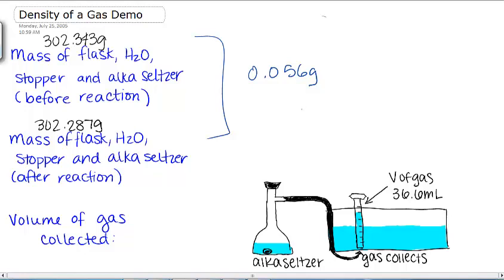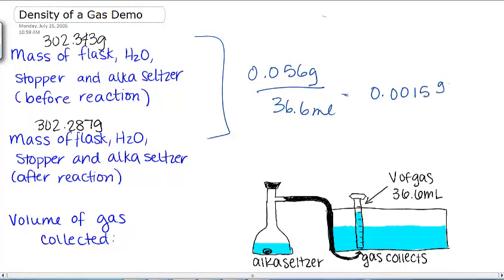Just the mass, right? That's the grams of the gas, not the density. That was the mass of the gas that was lost, because everything else stayed in the flask. And then I can divide it by my volume, 36.6 milliliters. I get a density of 0.00, how many significant figures am I allowed? 2.